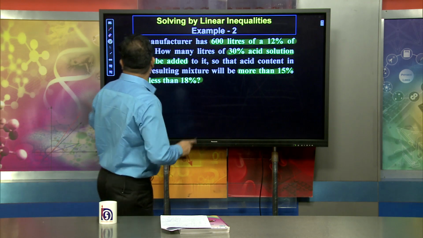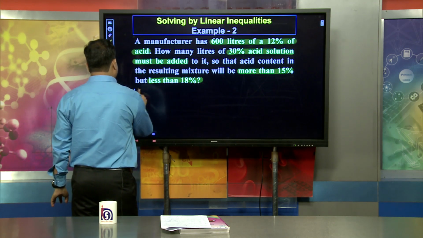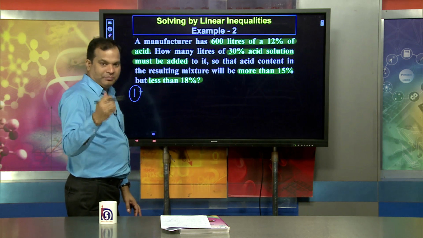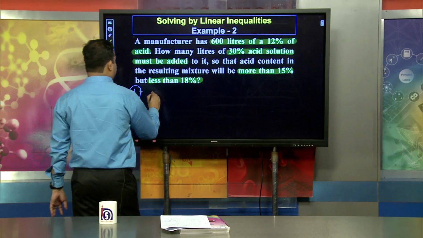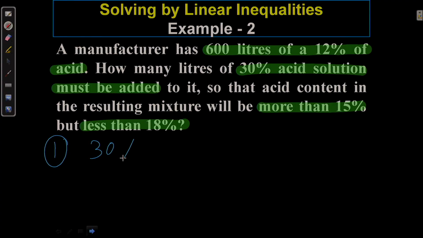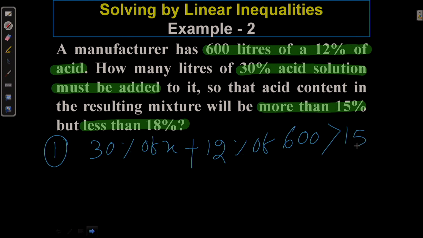The first case, the first inequality, you will find as follows. 30% of x plus 12% of 600 liters, that means 12% of 600, greater than 15% of x plus 600.